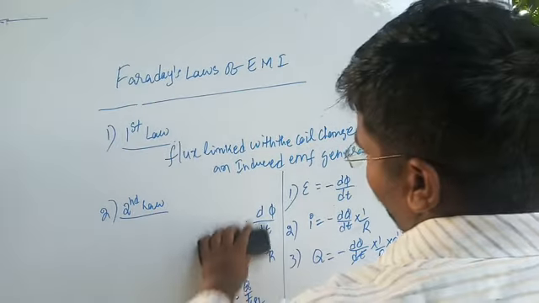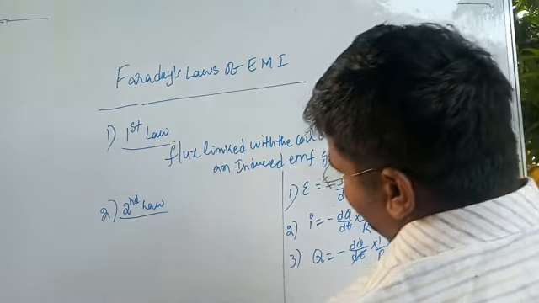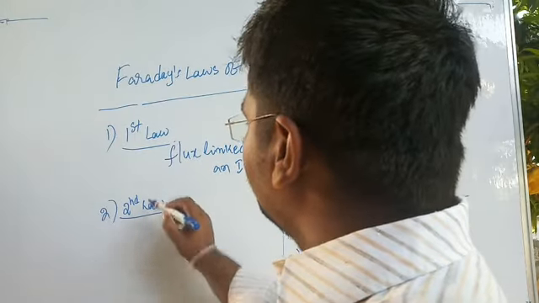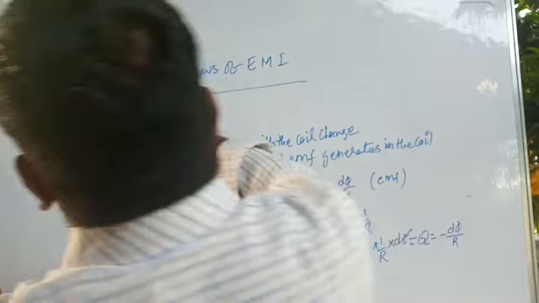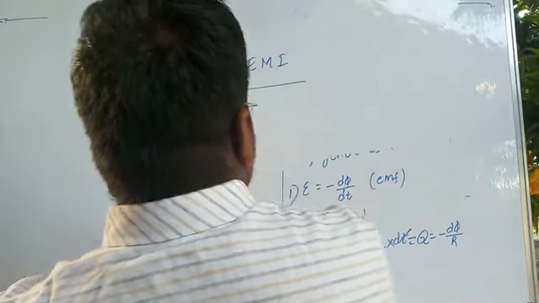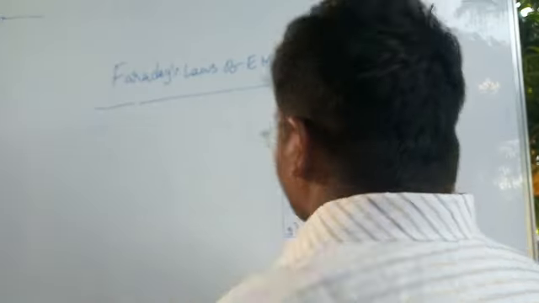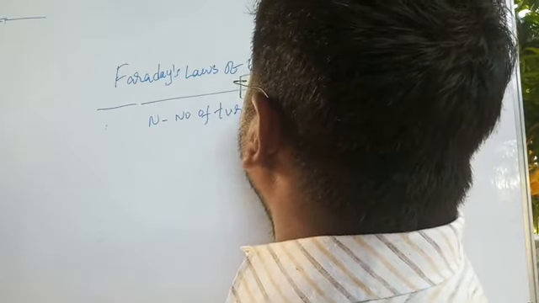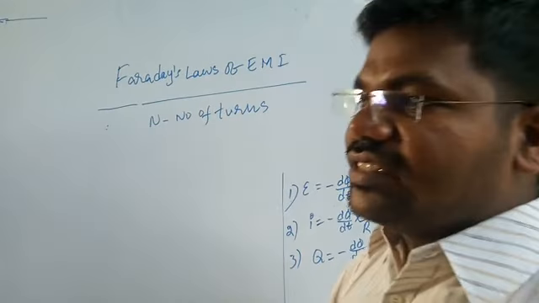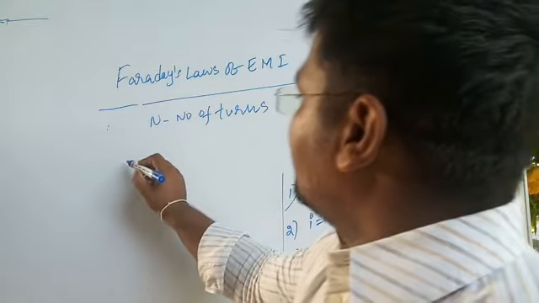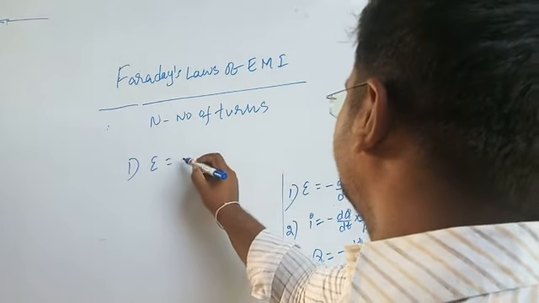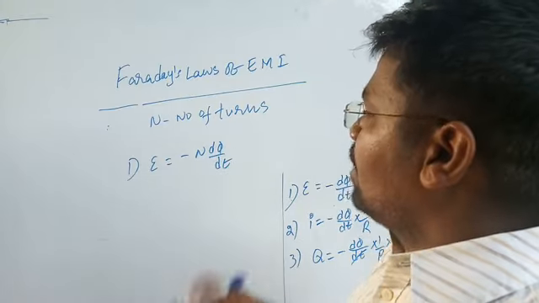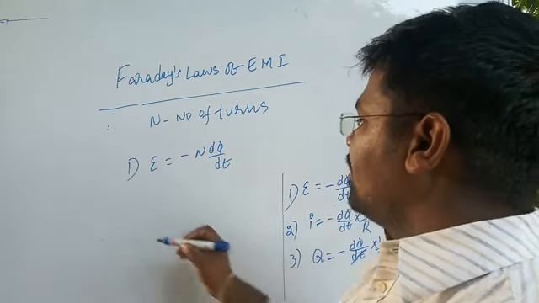See here, if we take the number of turns, the formula will change. Okay, so for n number of turns, if the number of turns increases, the current will also increase. First one, induced EMF E is equal to minus n into d phi by dt. So as the number of turns increases, the induced EMF also increases.